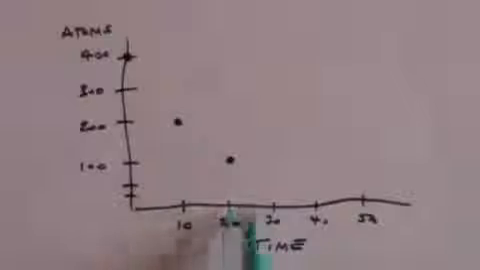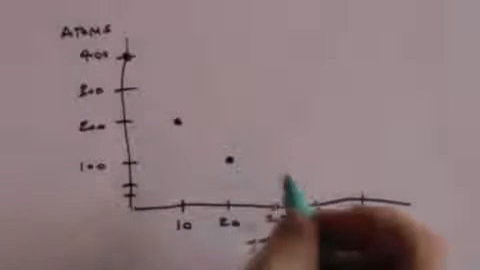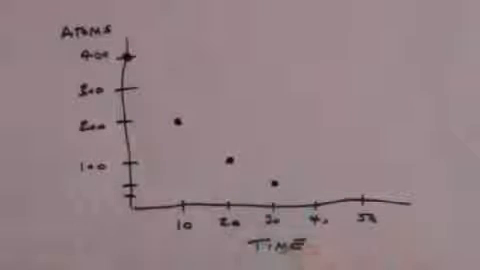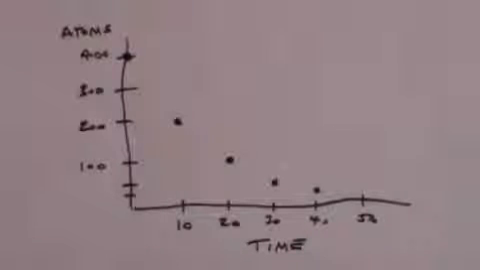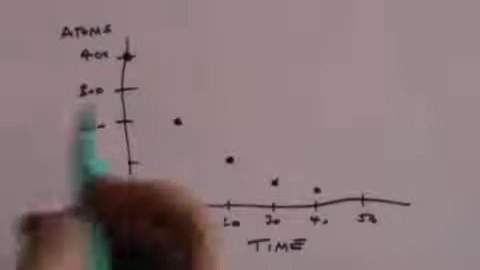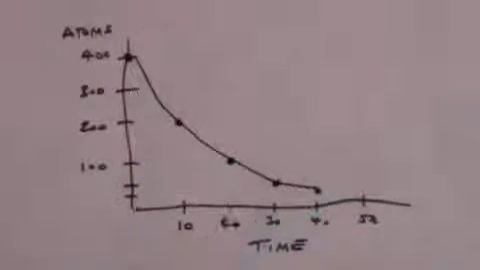After a further 10 seconds, there will only be half of what we had before. So now there will only be 50 atoms. And after a further 10 seconds, there will only be half of what we had before. So now there will be 25 atoms. And so the chart looks like this. It's a decay curve.